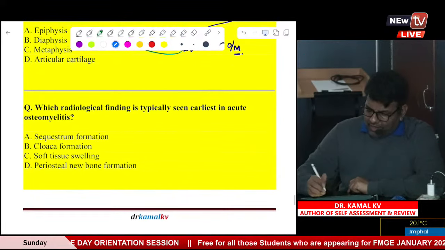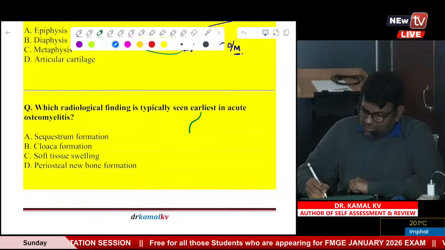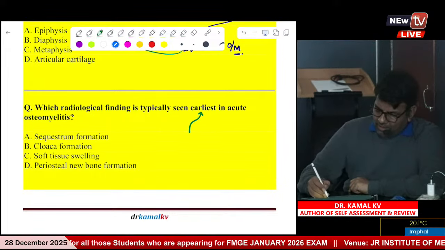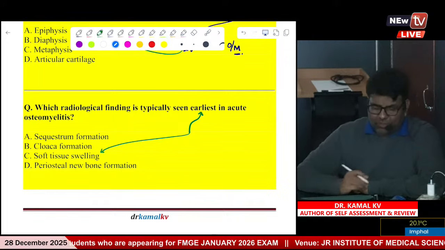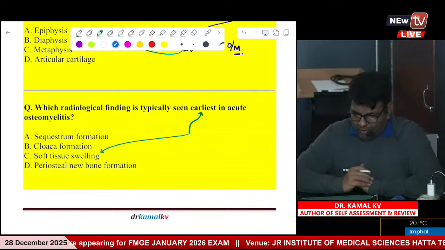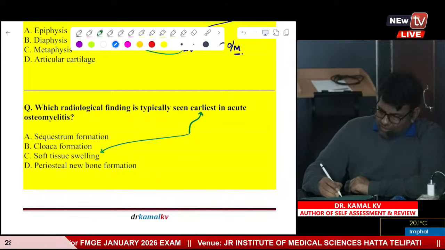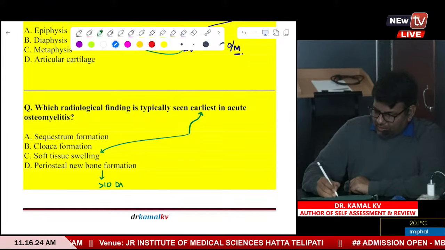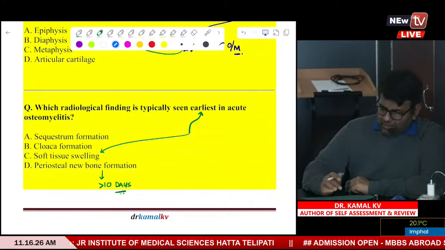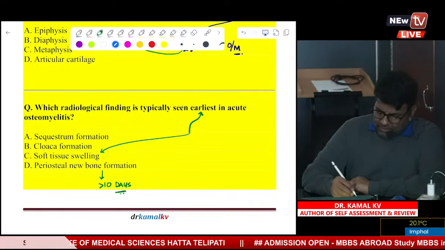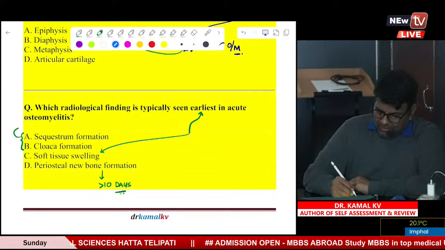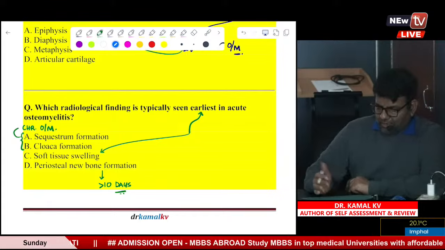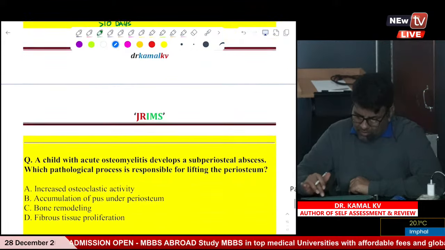Which radiological finding is typically seen earliest in acute osteomyelitis? Now, earliest is actually soft tissue swelling. It can be seen around 4 days. Periosteal new bone formation will be seen after 10 days, so it is not earliest. Sequestrum and cloaca are both seen in chronic osteomyelitis. Clear? So earliest is soft tissue swelling.